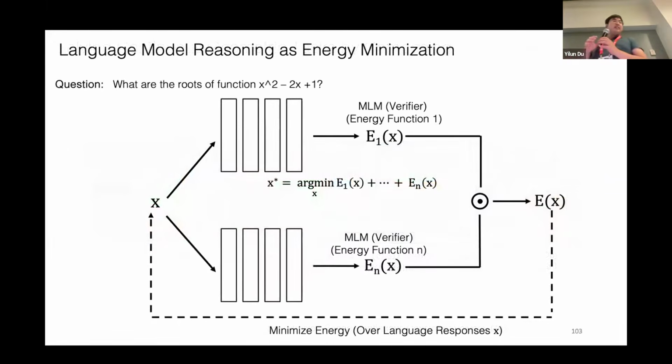And a final thing is that this type of optimization procedure can also be combined with large language models. So when you have a large language model, you can actually treat the large language model as a verifier, where the verifier is now the energy function. And given a question, what are the roots of this function? You can simply generate many different possible answers. And then you can just combine a bunch of verifiers, ask them to check each part of the solution. And this allows you to select the answer that is most accurate.